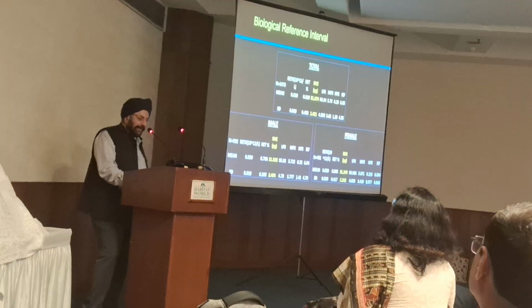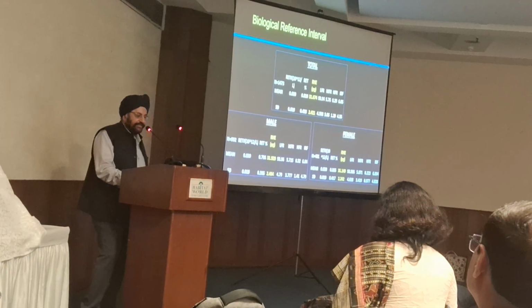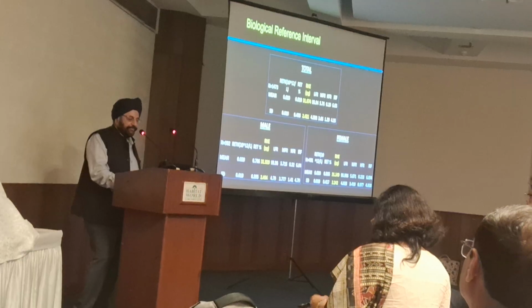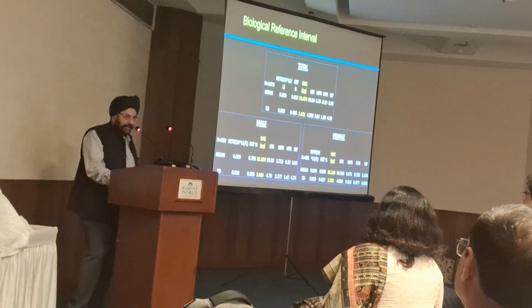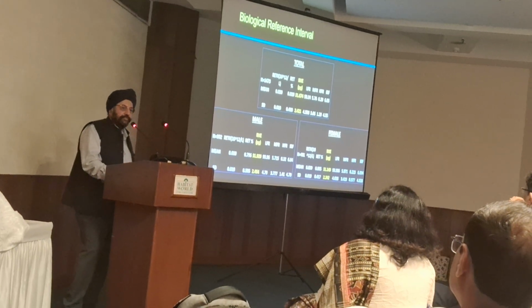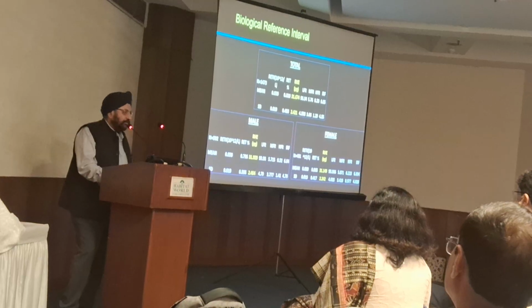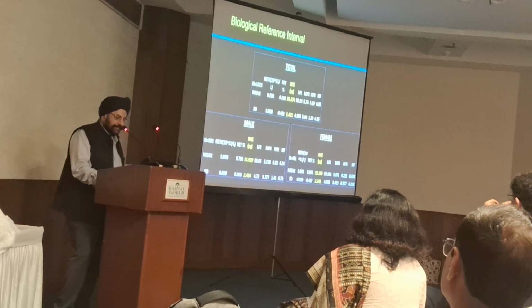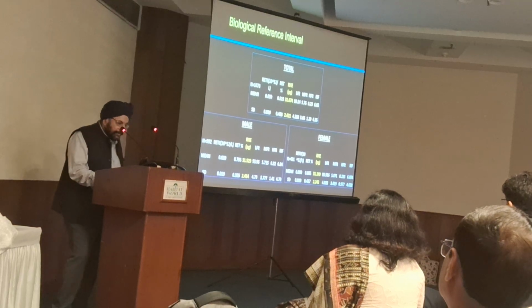Before that, this is the biological reference interval that we established in our own lab. Our normal range is from 27 to 36 picograms, but every lab will have to determine its own biological reference interval, as Dr. Dilip rightly said, because different analyzers have different algorithms, different fluorescence stains also.